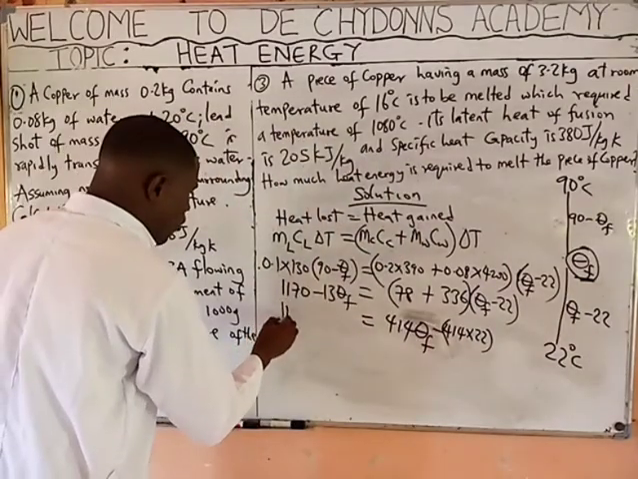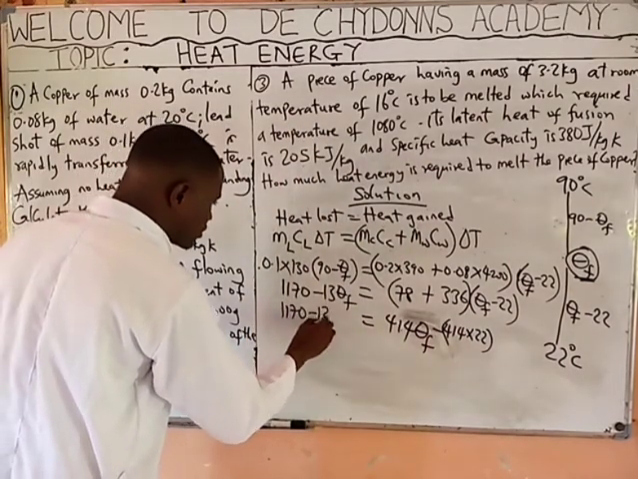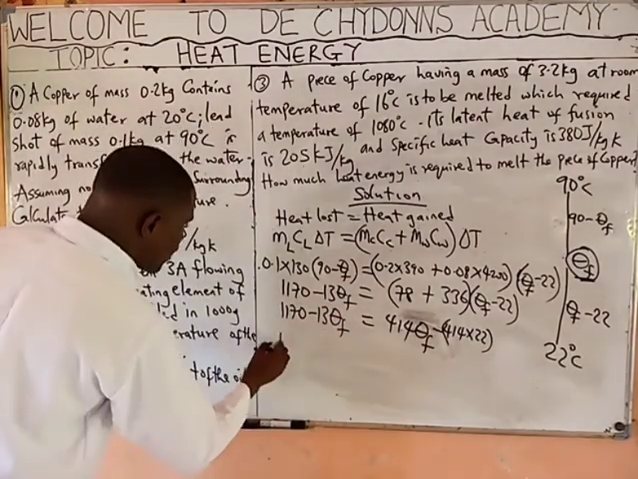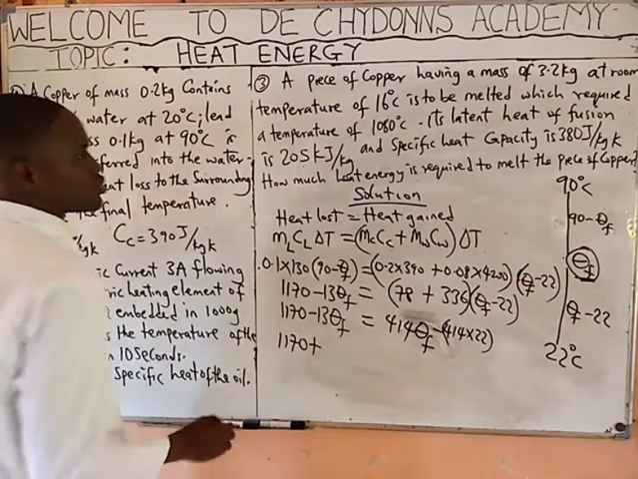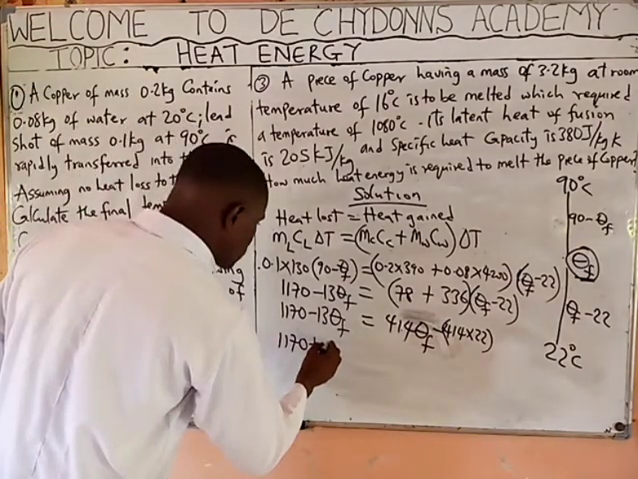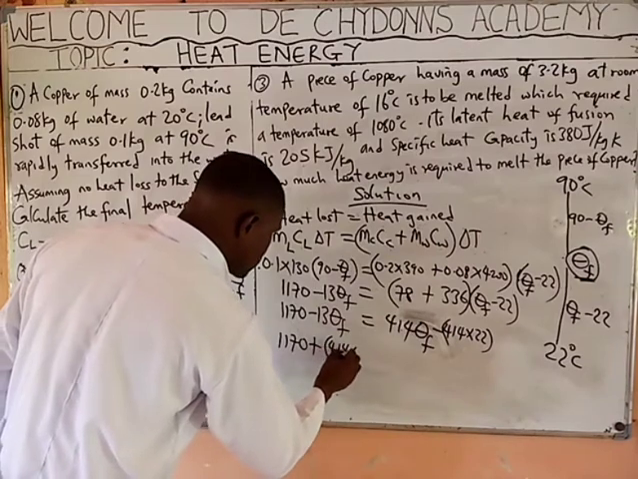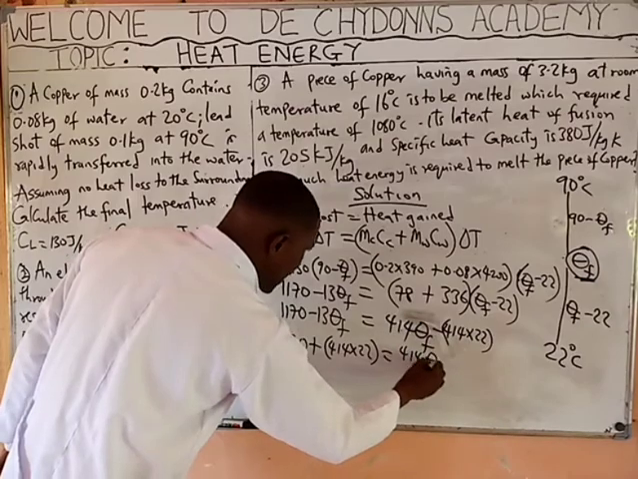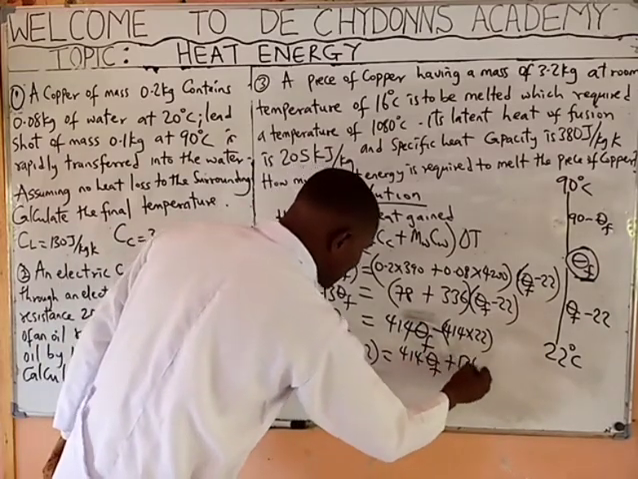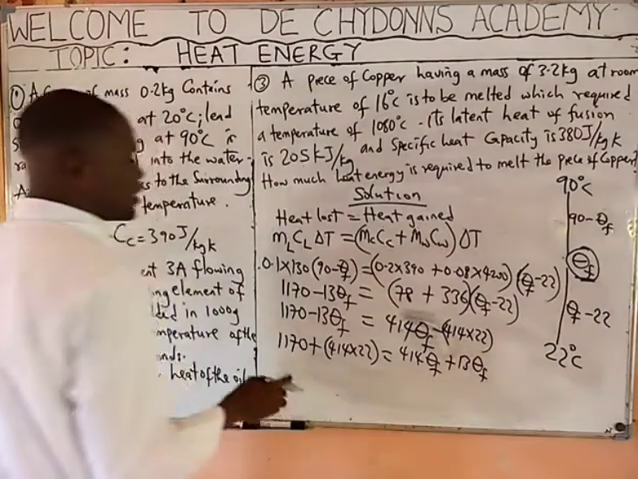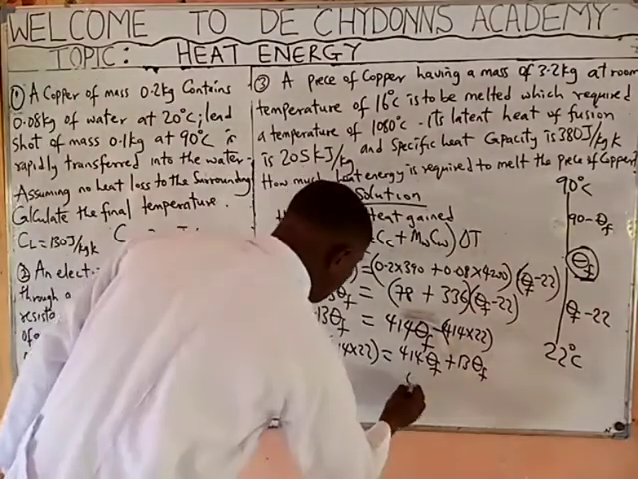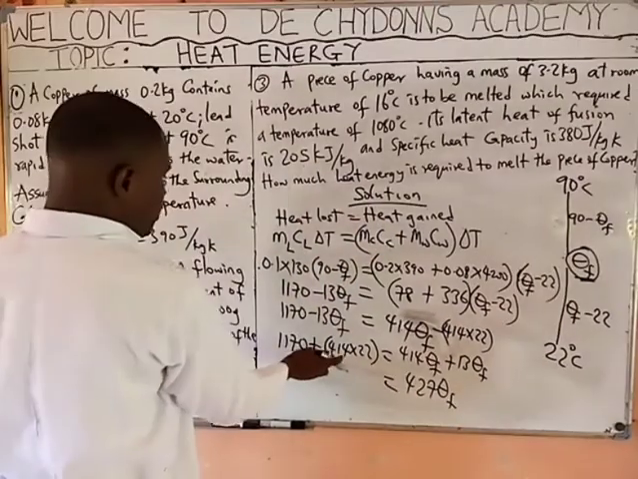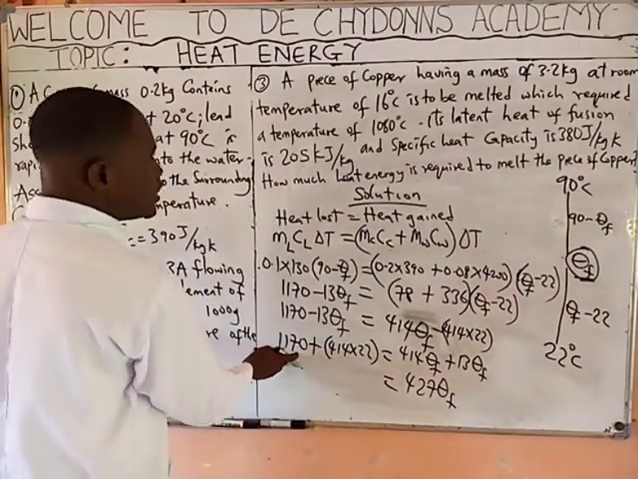Then 1170 minus 130 theta F. Now what will happen now is that this will cross the other side. 1170 plus the product of 414 times 22 equal to 414 theta F plus 13 theta F. If you add this thing, it will give you 427 theta F. Then if you multiply these two and add it to this, it will give you 9450.